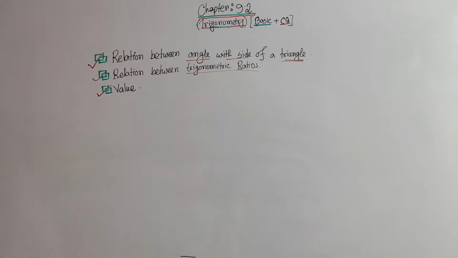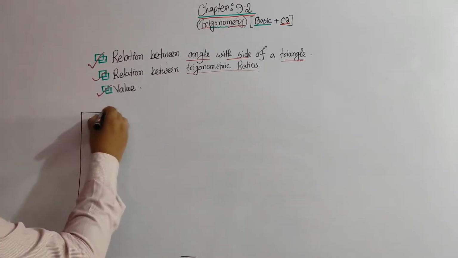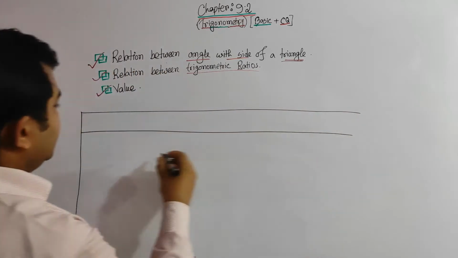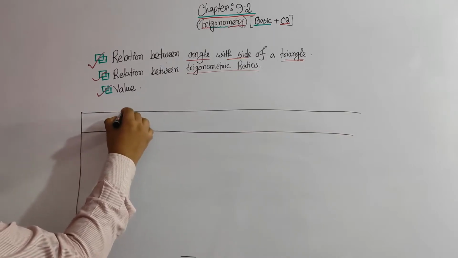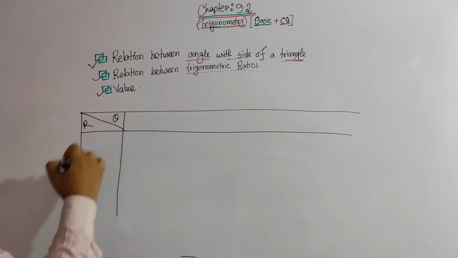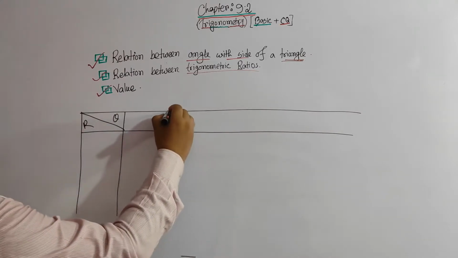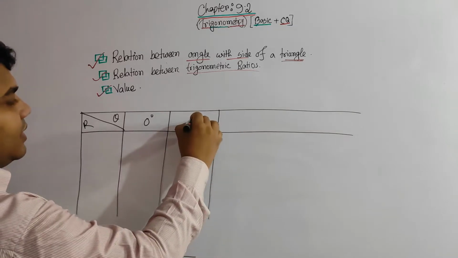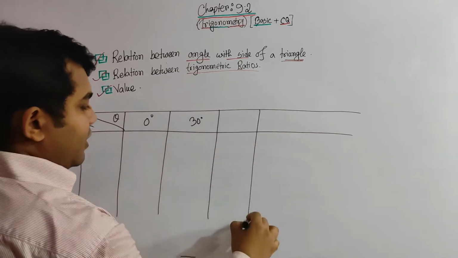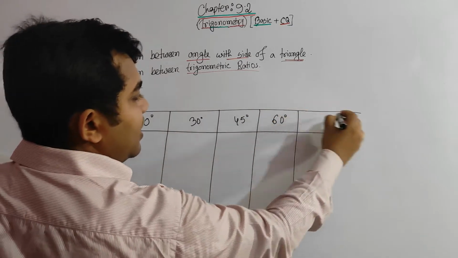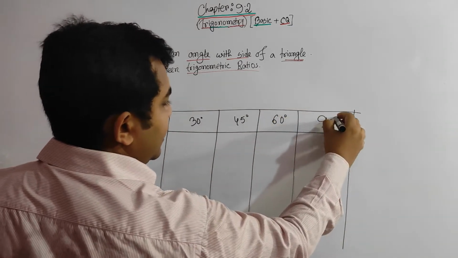Okay, here we are going for the value of sin theta, cos theta. So we are here going for the ratio and we are going for the angle. Suppose we are writing here the 0 degree angle, then 30 degree angle, then 45 degree angle, then 60 degree angle, and finally this is our 90 degree angle.